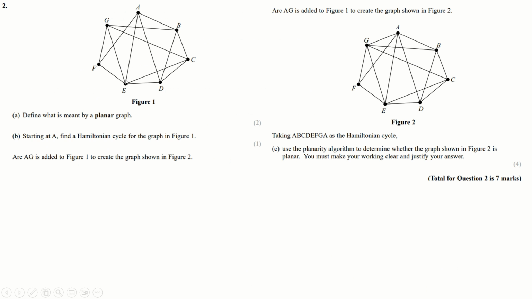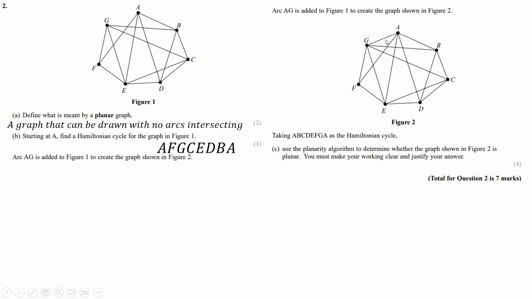2, a planar graph is a graph such that you can draw all the arcs such that none of them intersect each other. So yeah, cool. Hamiltonian cycle starting at A, I'm sure there are lots of them. I think I went for A, F, G, C, E, D, B, A. Okay, it goes through every point and arrives back where we started, so that will do.